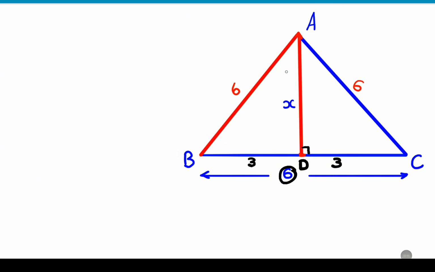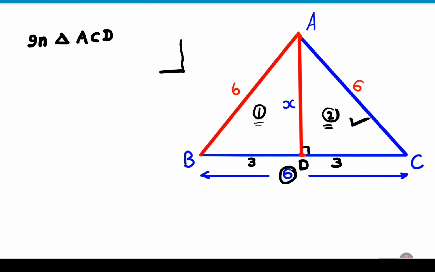So if you look at this triangle, we name it triangle 1 and this is triangle 2. We can choose either triangle 1 or triangle 2. Look, I will choose triangle 2. So triangle 2 is triangle ACD. Here is triangle 2, it is in this position.